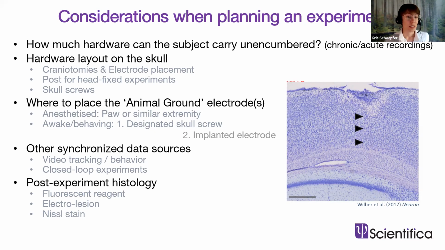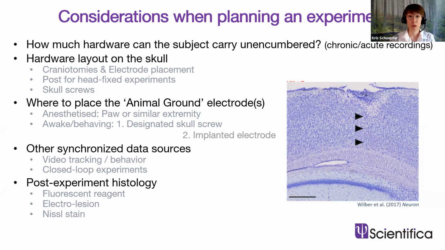Something else to consider at this stage is where to place the ground electrode. For acute anesthetized recordings, this is a bit easier. You can basically put a small alligator clip on the animal's forepaw or some other similar extremity. It's even better if you soak a piece of gauze in saline or something conductive like that, to make sure that you keep the ground connected to the animal stably throughout the entirety of your experiment.